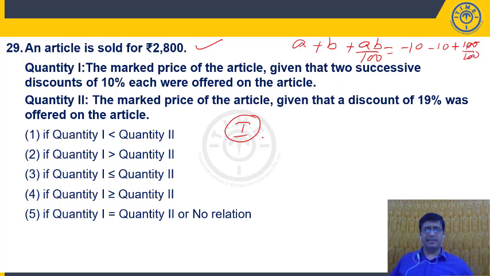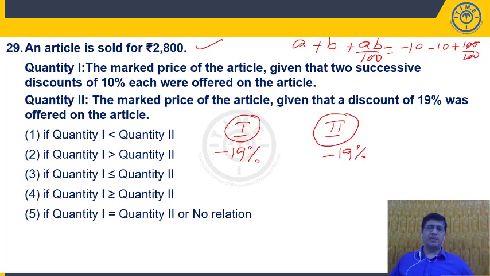So what is the result? Minus 19%, a single discount. Whereas the second quantity, quantity 2, the market price of the article, given that a discount of 19% was offered on the article. In the second one also the discount given is 19%. My dear students, same selling price, discounts are also same, means the market price is also same. So both are equal. Both are equal means the relation is 5. Option 5 is the right choice.